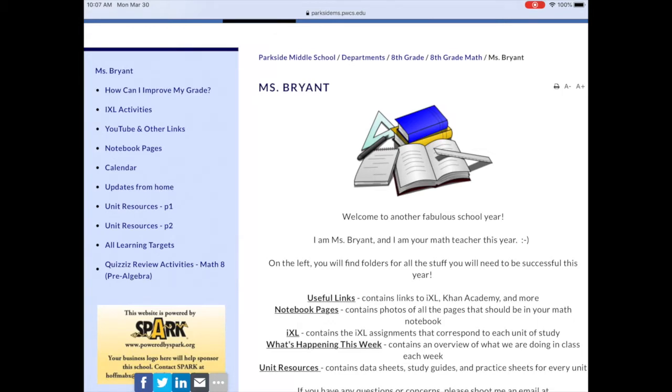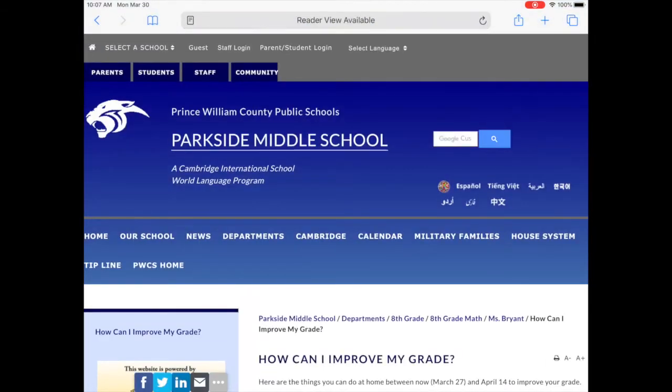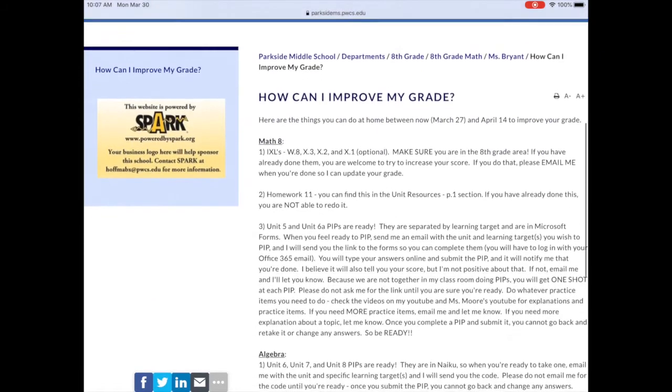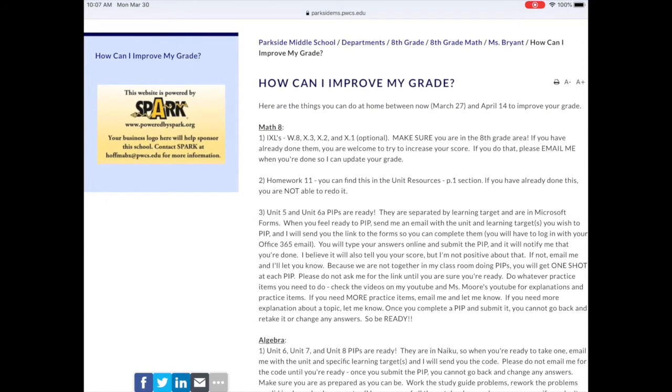The first link is how can I improve my grade? So if we click on that, I sent out all of this information in an email to you, and I think that's why I've been getting a lot of email responses with people asking for PIPs and IXL, so it's good that you've been paying attention. This is divided into two sections. Please notice that as far as I can tell, the grading period is now going to be ending on April 14th. Or rather, I think April 17th, but April 14th would be when grades would be due. So between now and April 14th, these are the things that you can do to improve your grade. If something changes with the marking period end date, I will let you know.